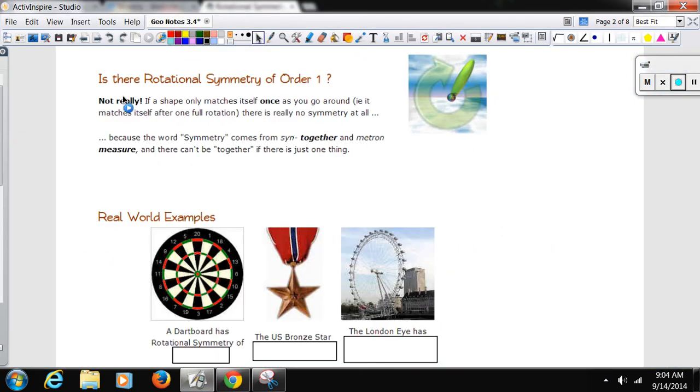All right, moving on. Is there rotational symmetry of order one? No. Not really. If it goes around only once and matches up on itself, that's just one time around. That's nothing. It's not really an order one. You don't have an order one.